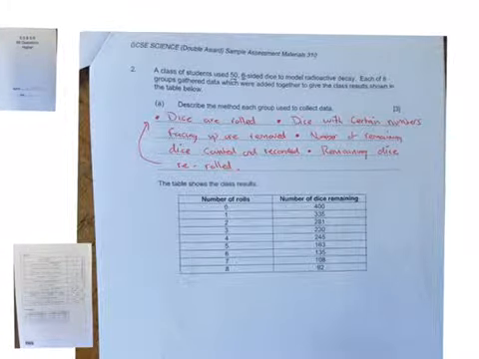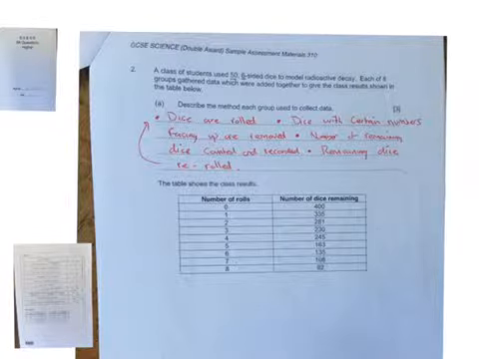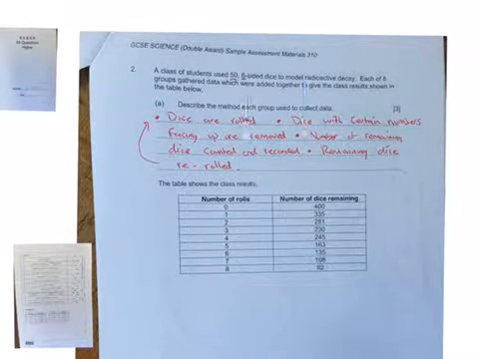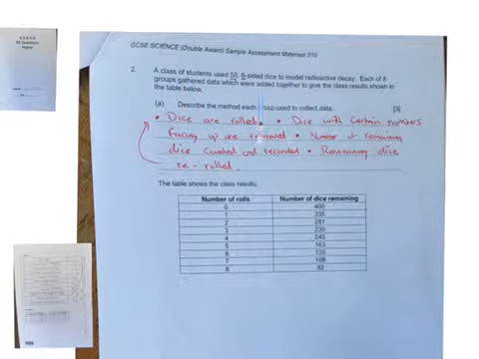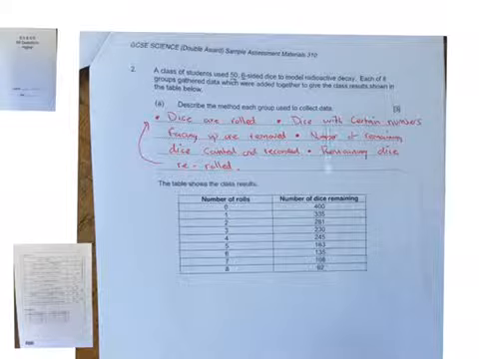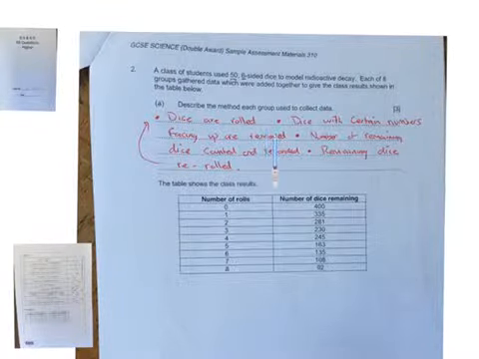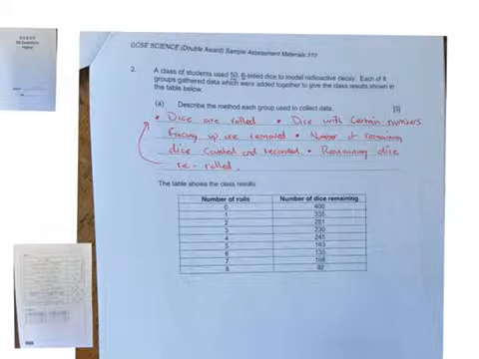First question, a class of students used 50 six-sided dice to model radioactive decay. Each of 8 groups gathered data and were added together. Describe a method used to collect this data. Well, first of all, you're going to roll some dice, and then you're going to pick a number. So dice with a certain number facing up are removed. So in the one we did, we picked number 1s because it was easy to identify. So we're going to remove those.